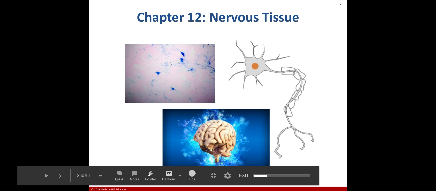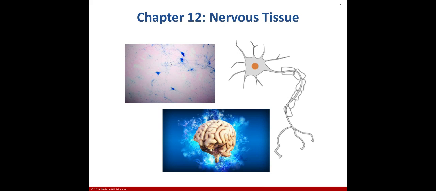Hey guys, we're here for chapter 12, which is all about nervous tissue. So, just in the way that we looked at the integumentary system, where we looked at the tissue first, and the muscle system, where we looked at muscle fibers first, we are going to be looking at nervous tissue here for chapter 12 before we dive more into the different organs in the upcoming chapters.